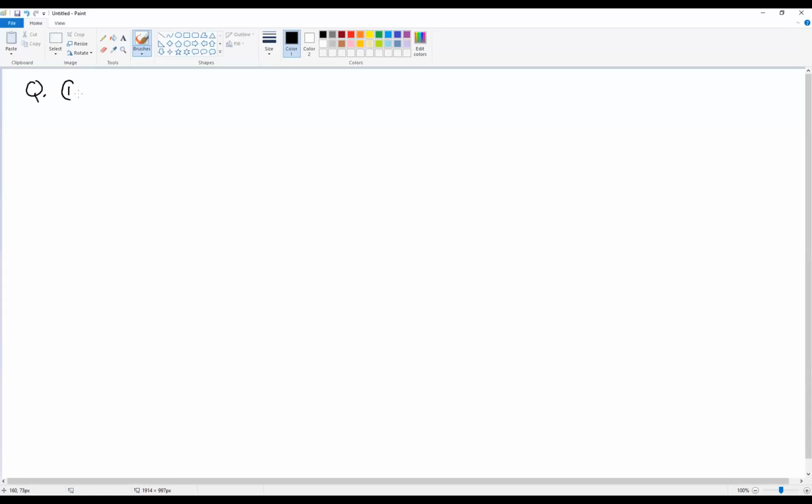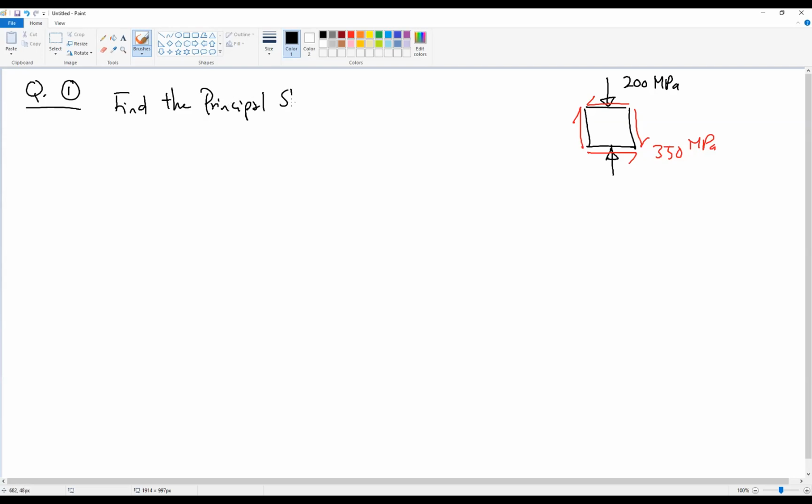So for question 1, we have a small discrete element, a straightforward application of the formula. We have only stress in y direction, 200 megapascal, and we have shear stress in this direction, 350 megapascal. The requirement is to find the principal stresses sigma 1 and 2 for this element.